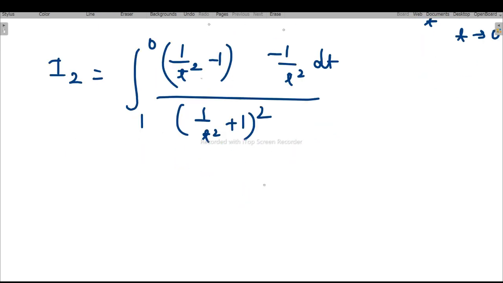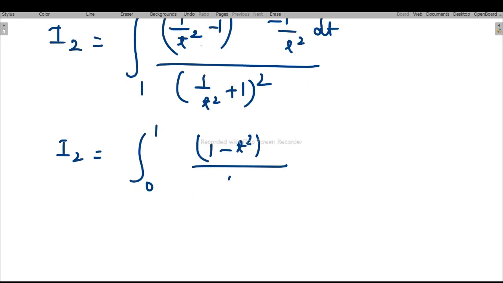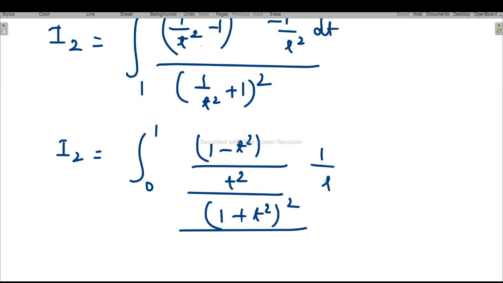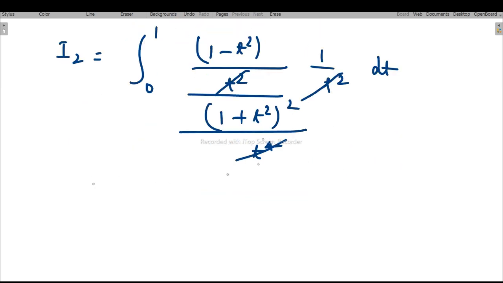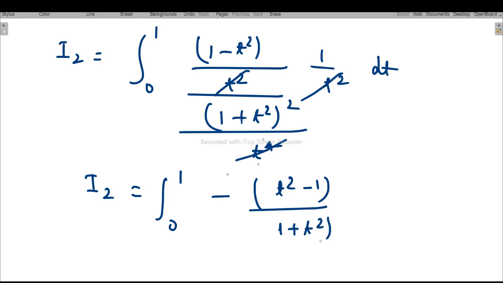over (1 over t square plus 1) whole square. If we interchange the limits of integration, it changes from 0 to 1. This is (1 minus t square) over t square, over (1 plus t square) whole square over t raised to power 4, dt. The t raised to power 4 gets cancelled, and the integral changes to I2 equals the integral from 0 to 1 of the negative of (t square minus 1) over (1 plus t square) dt.